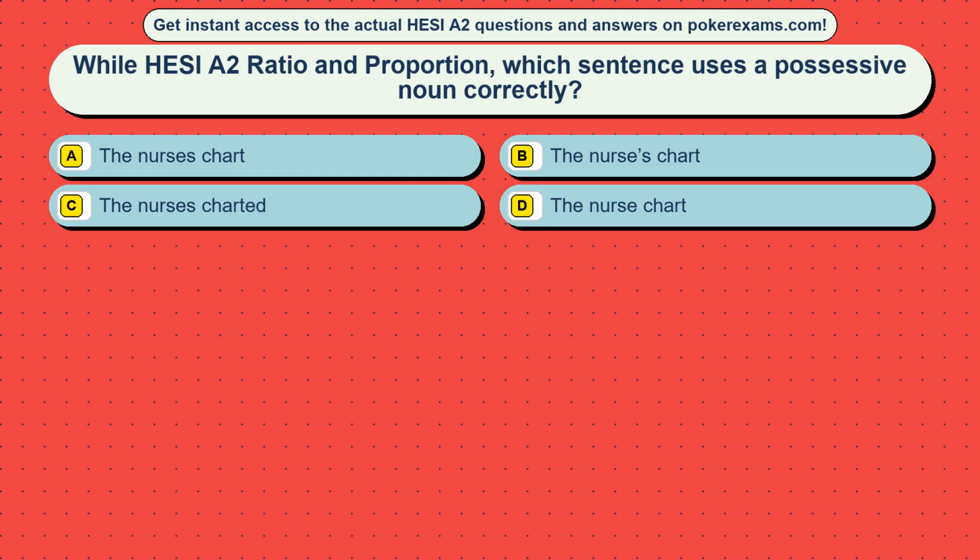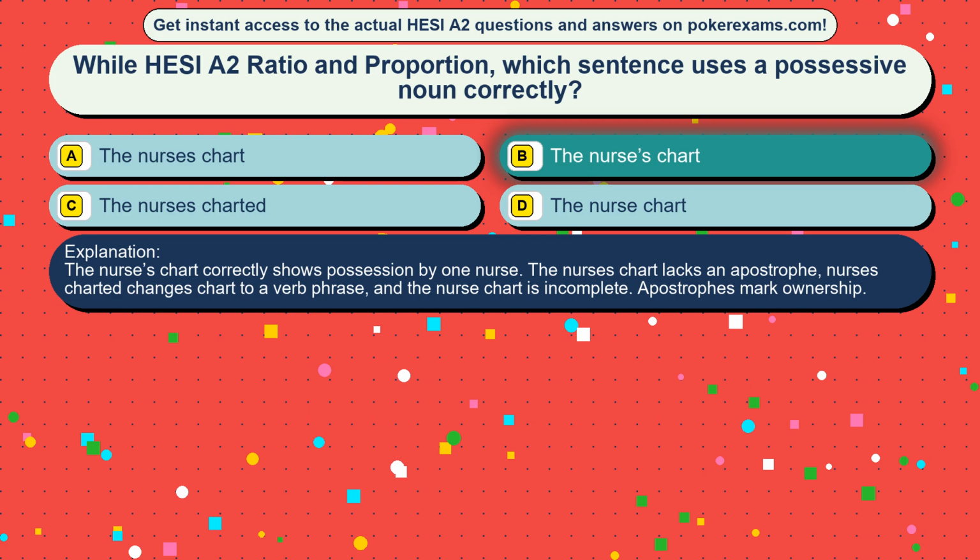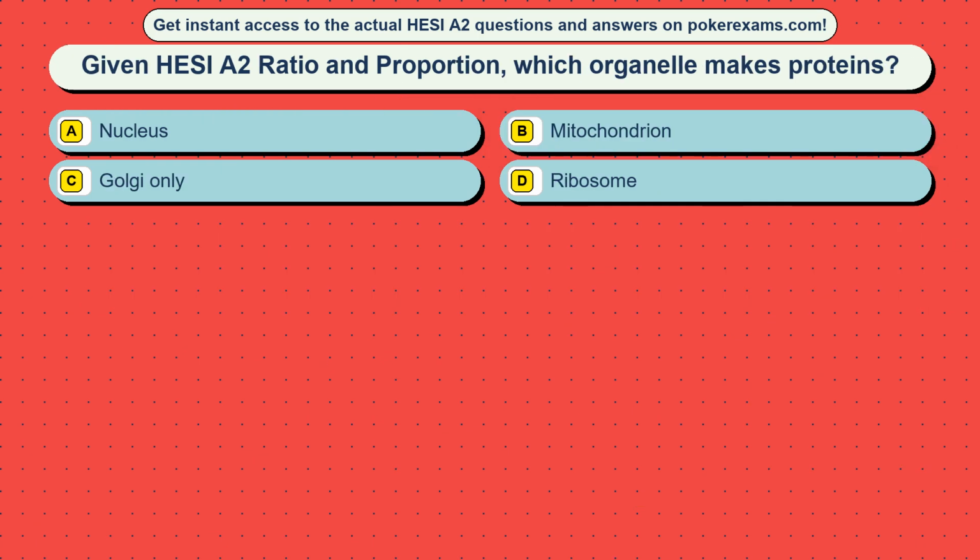Question 37. While HESI ratio and proportion, which sentence uses a possessive noun correctly? Option A, the nurses chart. Option B, the nurse's chart. Option C, the nurse's charted. Option D, the nurse chart. The correct answer is option B, the nurse's chart. The nurse's chart correctly shows possession by one nurse. The nurses chart lacks an apostrophe, nurse's charted changes chart to a verb phrase, and the nurse chart is incomplete. Apostrophes mark ownership.